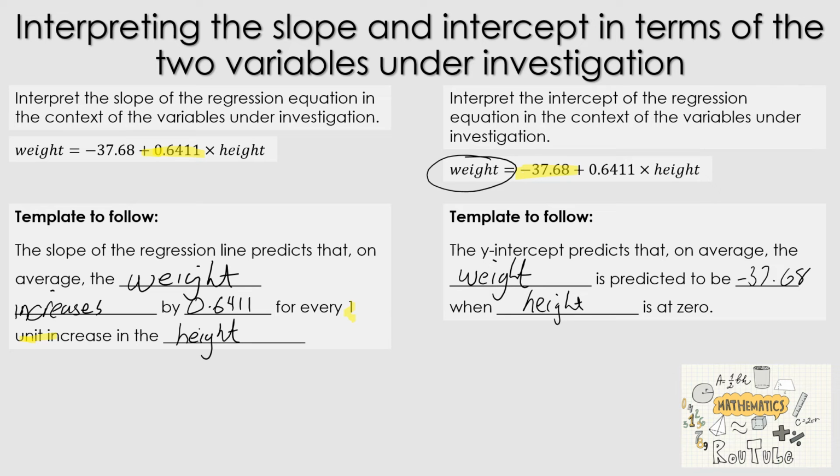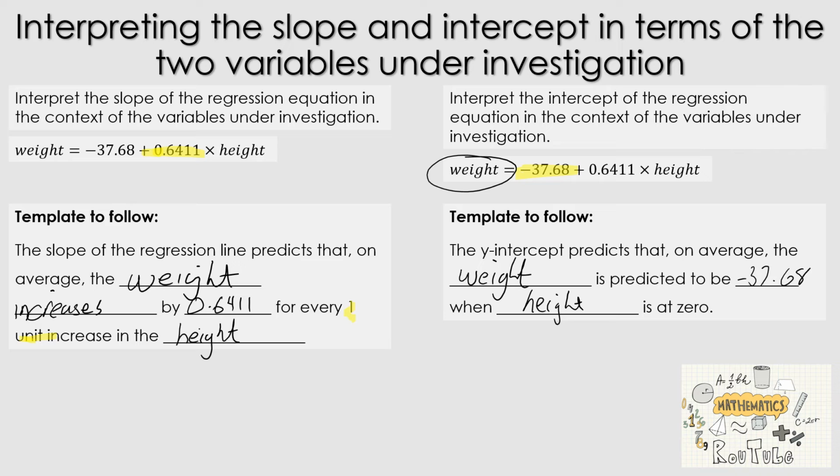Now, it's also important to include units. So if we're talking about weight, in this case, it'll be kilograms, and in terms of height, it's in centimeters. But again, just be specific to the type of question that you are referring to. Now, in this case, just to finish off, weight is predicted to be negative 37.68. Now, clearly that's not possible. You can't have a negative weight in terms of someone's height and weight. But again, it's just getting familiar with interpreting the slope value and, in this case, the intercept value.